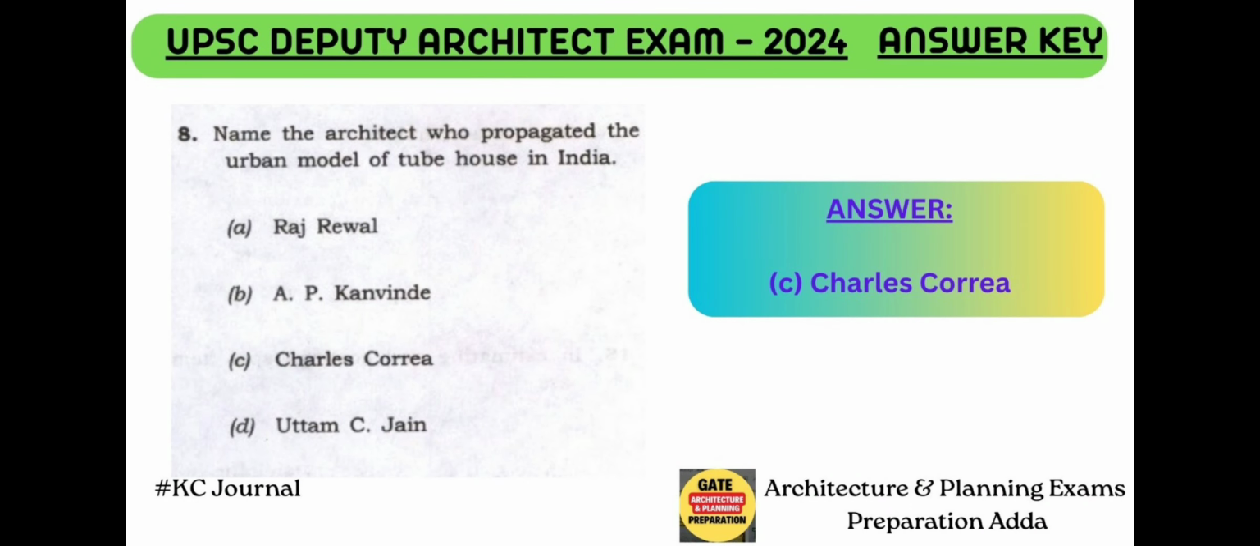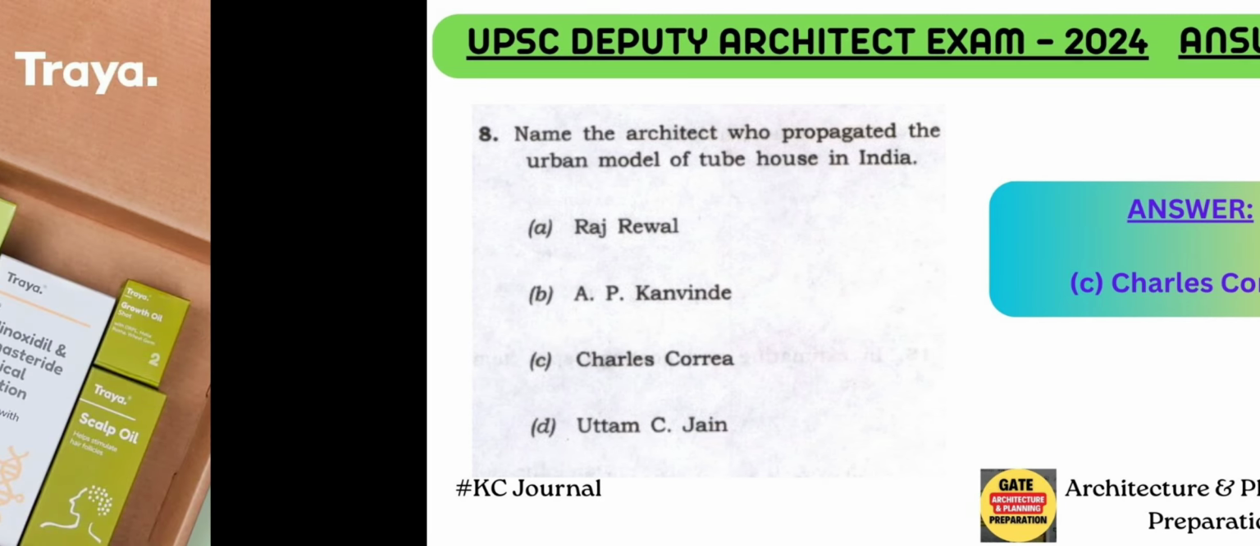It is inspired from it. Charles Correa is the right answer. So you should go back to the question: name the architect who propagated the urban model of the house. It is Charles Correa.